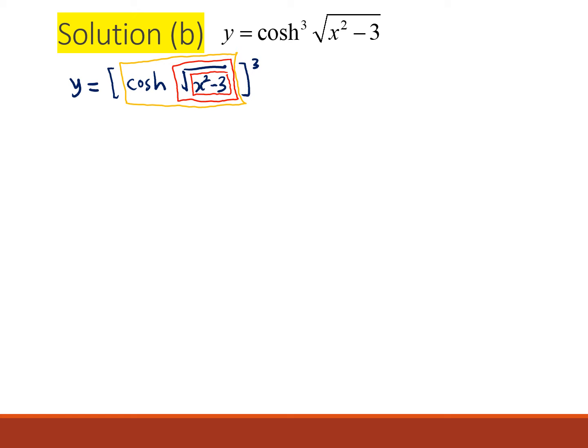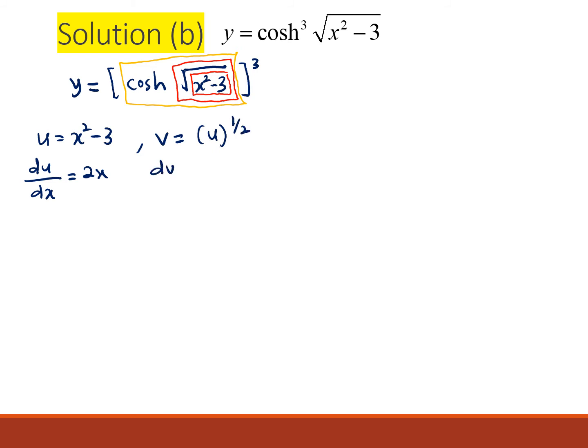So now we can represent the first inner function as u, which is equal to x squared minus 3. Then we find the derivative of u with respect to x. So du over dx is equal to 2x. The next one, we have to represent v as the square root of x squared minus 3, which is now the square root of u.